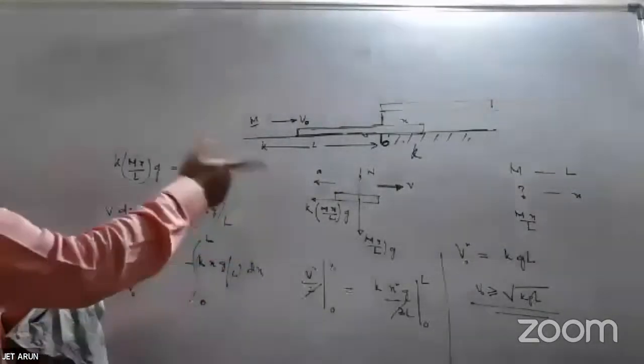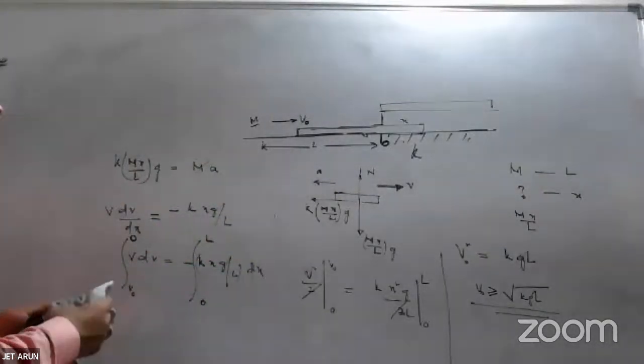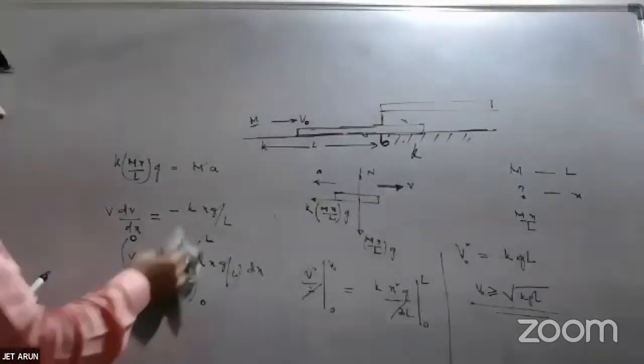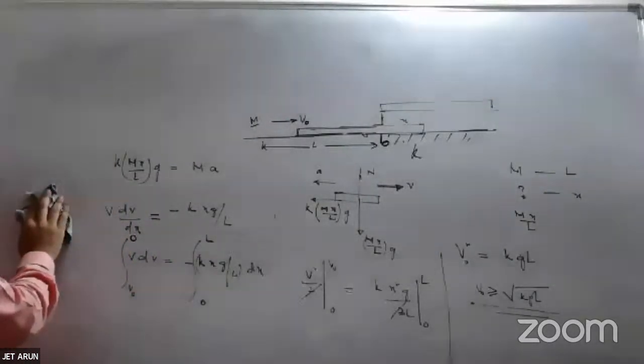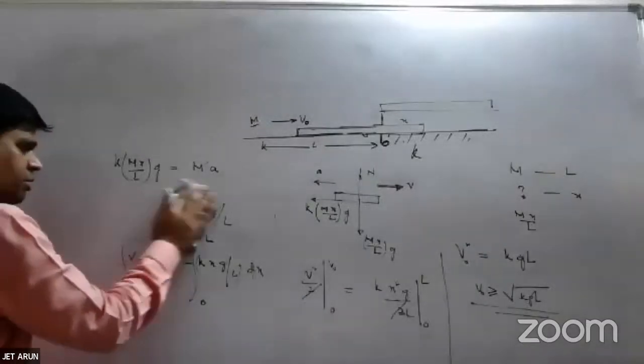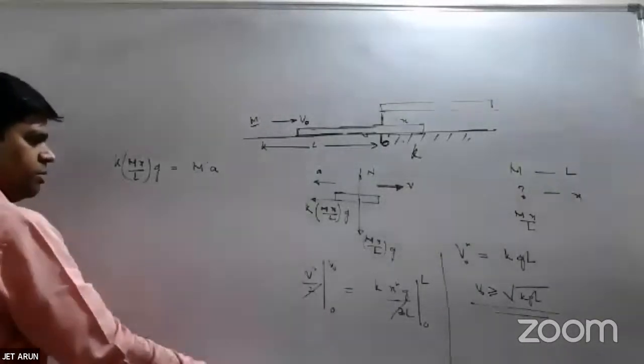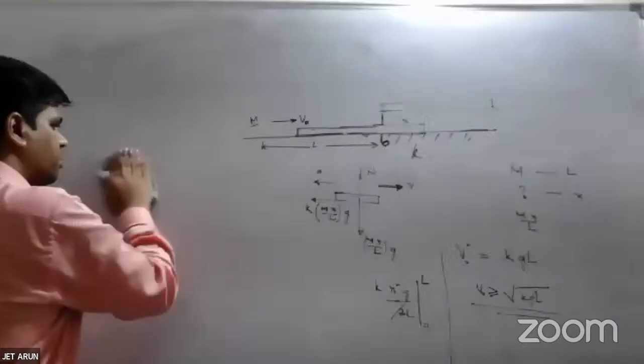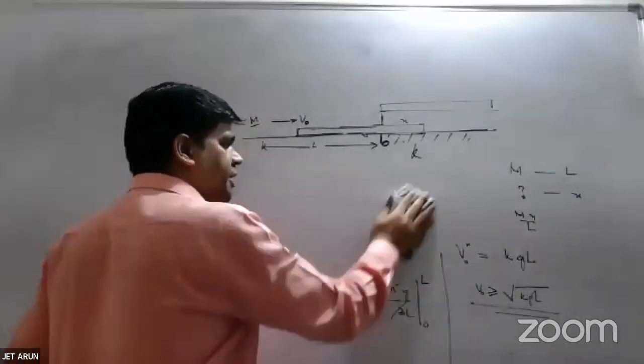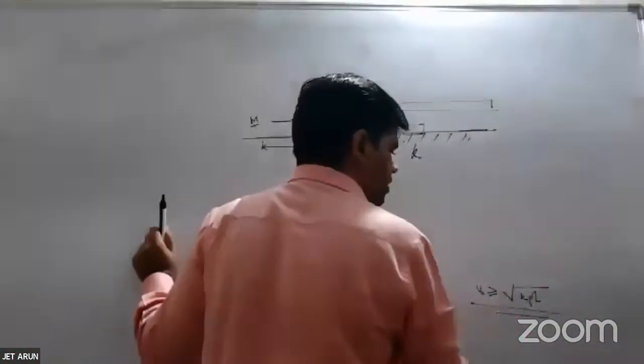Okay. Now let us do the other way around. The other way around, and let us say there is frictional surface here.